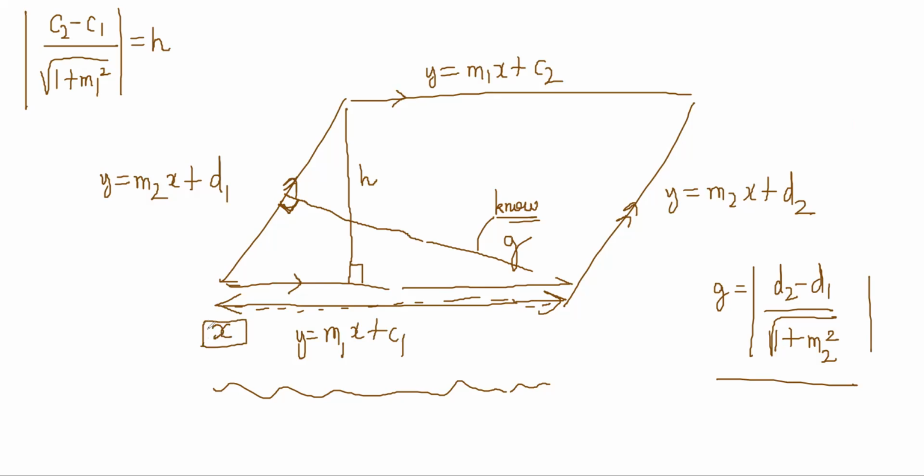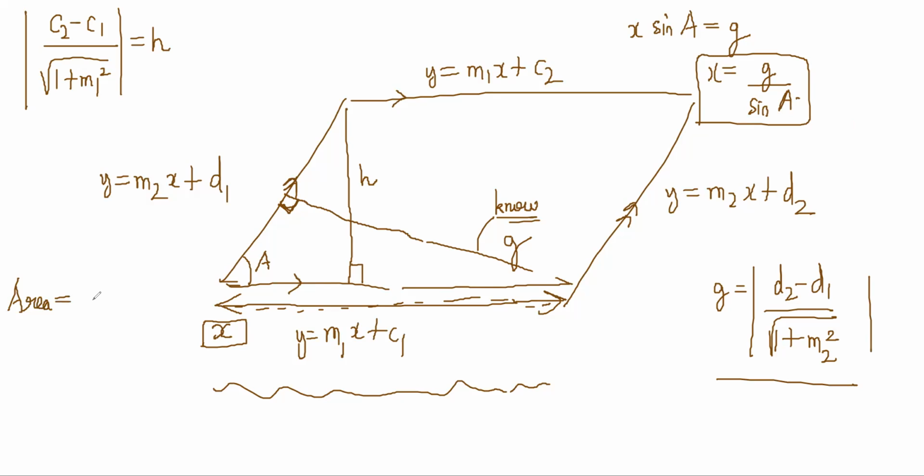Call it X. So I can write this angle as A. X sine A should be equal to G. Sine A is basically G by X, so X is equal to G by sine A. So area is equal to base into height, which is X into H, which is equal to H into G by sine A. And sine A is perpendicular by hypotenuse.